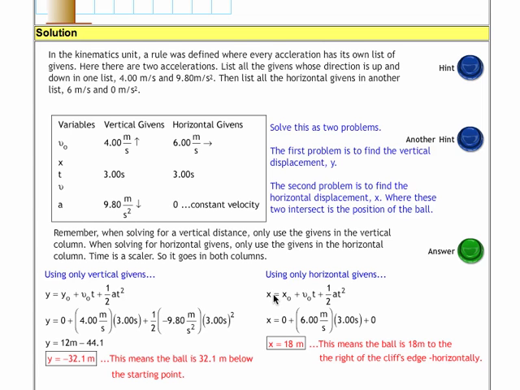And horizontally, I use the same equation, x equals x naught plus v naught t plus 1/2 a t squared. And horizontally, this always boils down to x equals v naught in the x direction times t, because horizontally the acceleration is always going to be 0. It's always going to leave us with this equation. So horizontally it's going to be 18 meters.